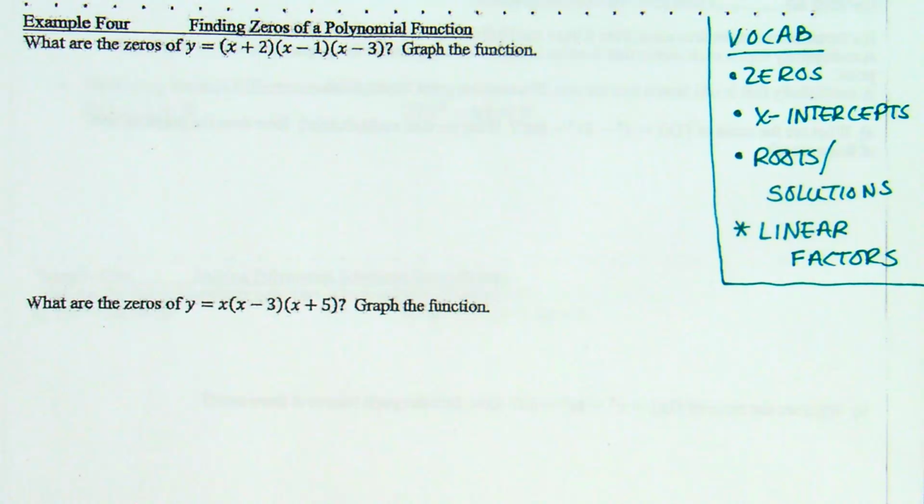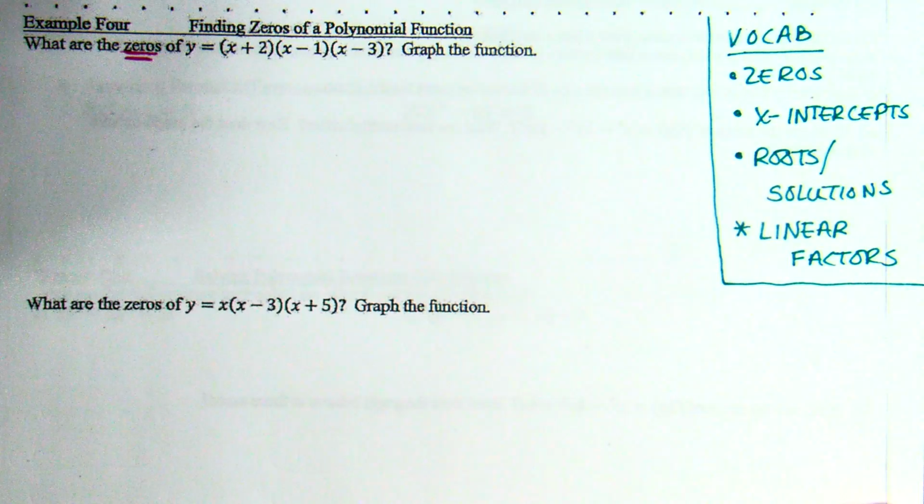Your zeros happen when you take the equation and you set it equal to 0. When it's y equals, that basically means we're putting 0 in place of y, because x-intercepts happen on the x-axis when y is 0. So first thing I'm going to do is take this equation, x plus 2 times x minus 1 times x minus 3, and set it equal to 0.